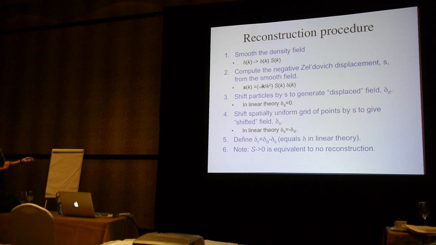So if everything were purely linear, what I've done is I've moved all of the perturbations out of the displaced field, and I put them into the shifted field, which has negative density everywhere the actual field had positive density. And then I define the reconstructed field as the difference between the displaced and the shifted fields. So in linear theory, that's delta, right? I've done nothing. And the idea is that this is a very good thing to do if I have nonlinear stuff.